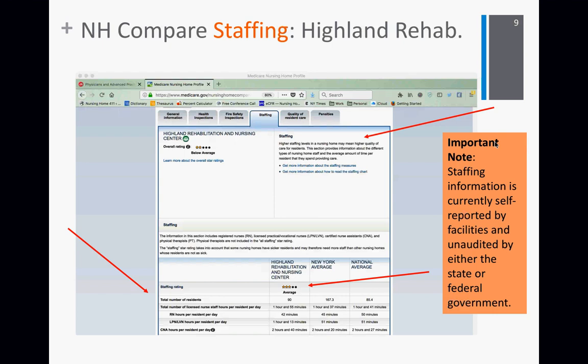Now, as CMS notes here, on the right-hand side, higher staffing levels in a nursing home may mean higher quality of care for residents. I would say that "may mean" is an understatement. I mean, study after study has shown that higher staffing levels are associated, to an incredibly important extent, with greater care. So, I don't know of too many nursing homes, I don't know of any nursing homes actually, that have too much staffing.